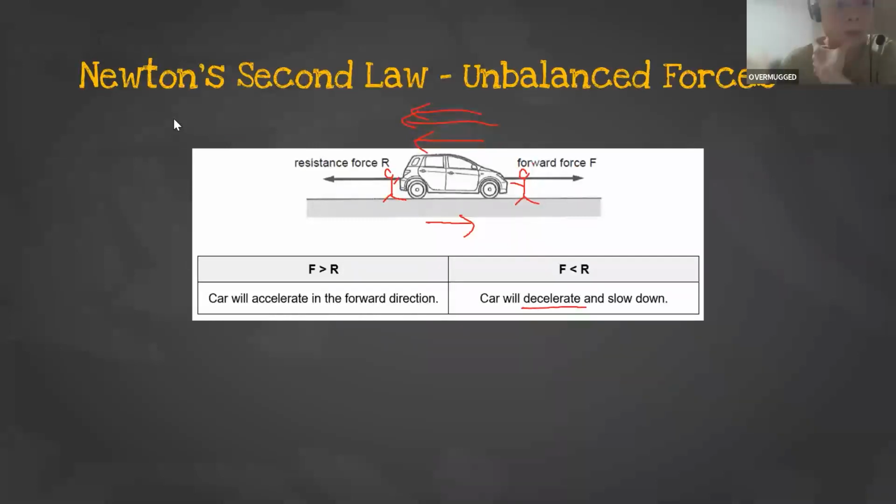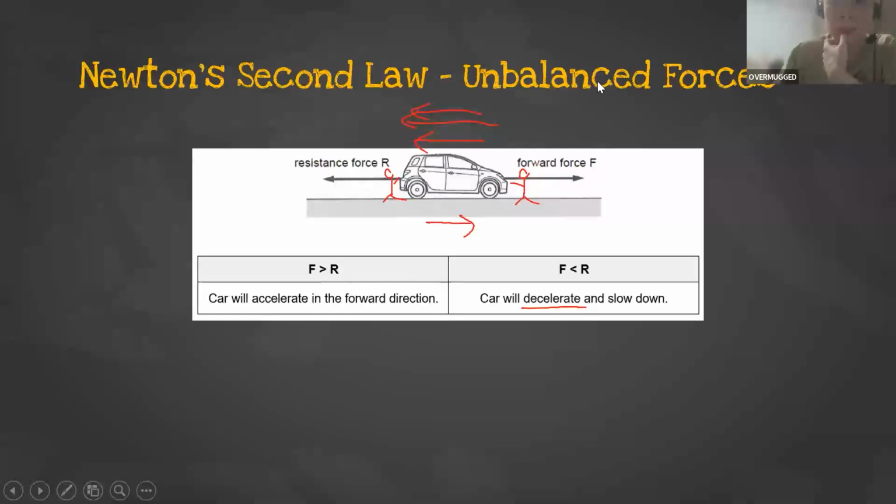Okay, let me see. Why when R is greater than F? Okay, it has to slow down first before it begins moving backwards. Because there's still something pushing it towards the right. Right? It's not that this force is totally gone.